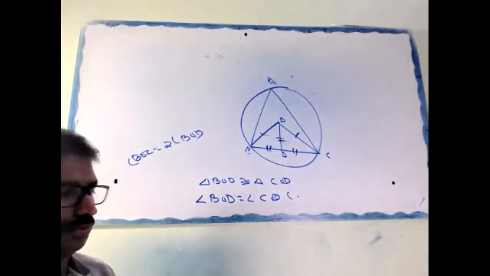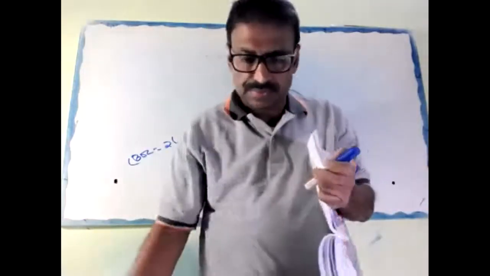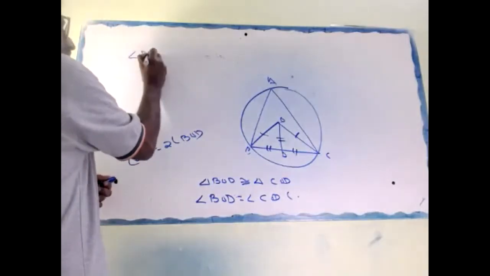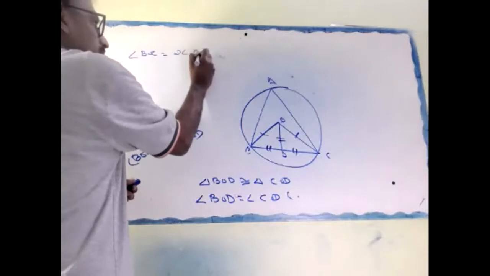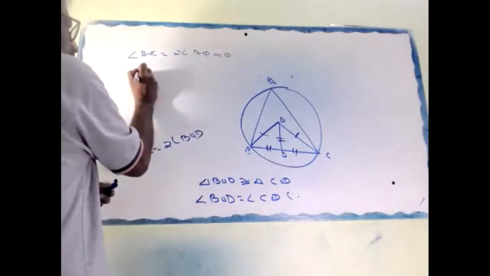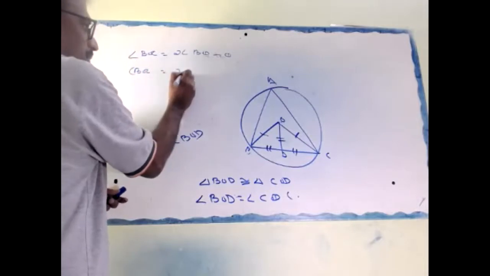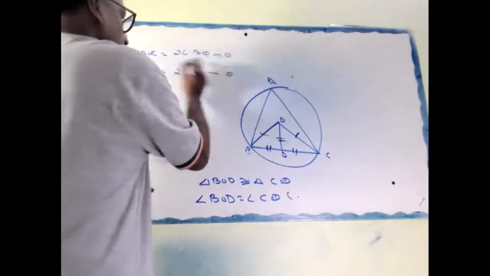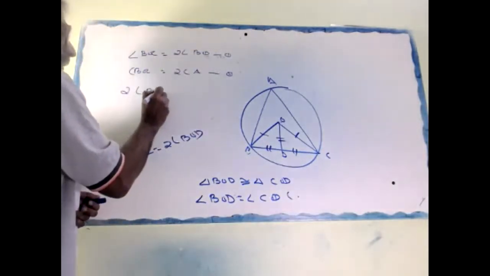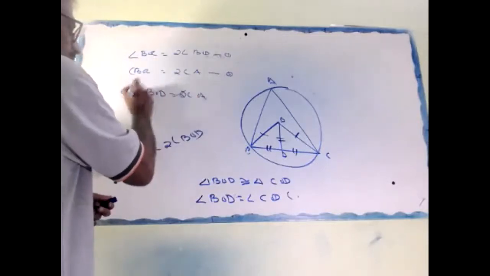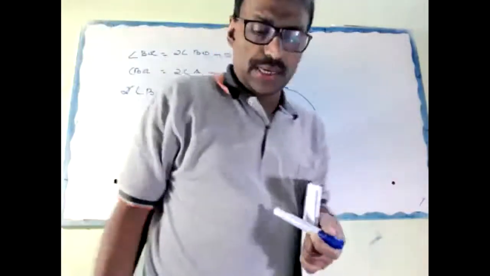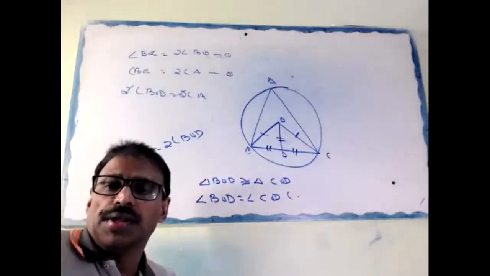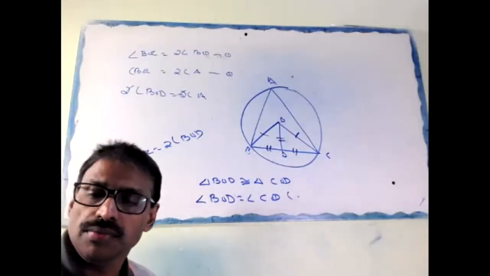Okay. First, what you wrote, listen here. You wrote angle BOC equals 2 times angle BOD, number 1. Angle BOC equals 2 times angle A, call it number 2. Equating, 2 times BOD equals 2 times angle A, cancel. Angle BOD equals angle A. Clear now?